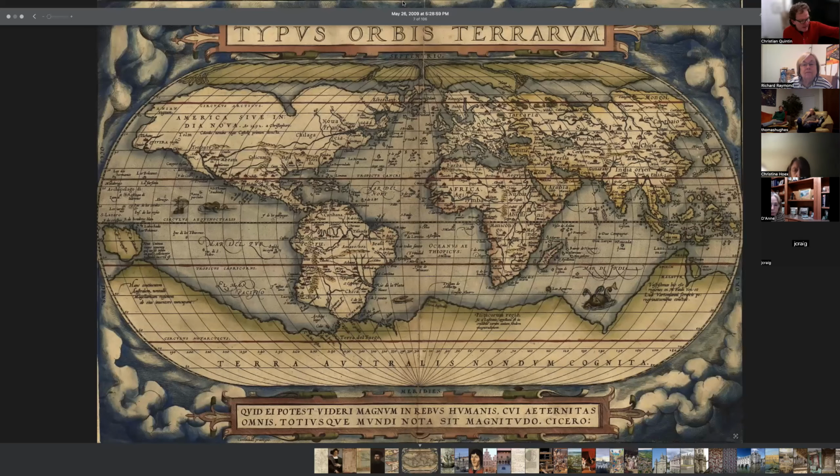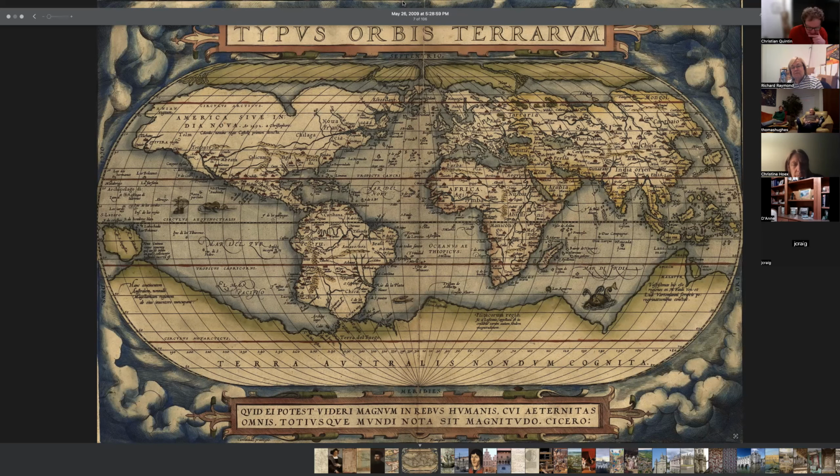This is another map of the world. This is made in 1570 by a Flemish man called Abraham Ortelius. And he's known as the first creator of the modern atlas. So he was the first person, Abraham Ortelius, to propose that the continents were joined before drifting to the present position. So the world is changing.